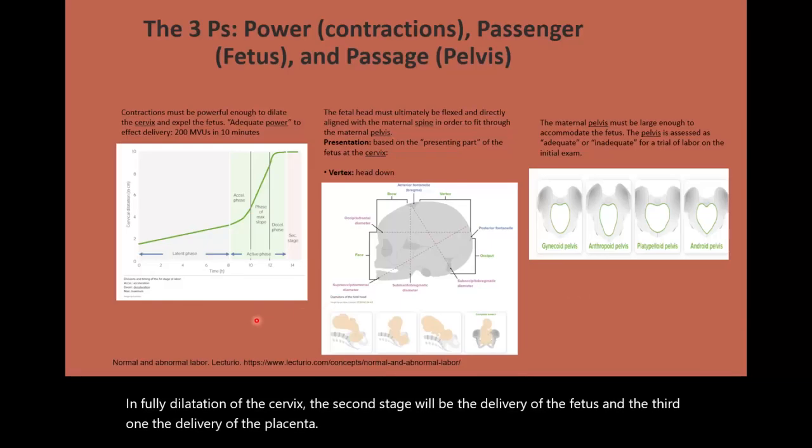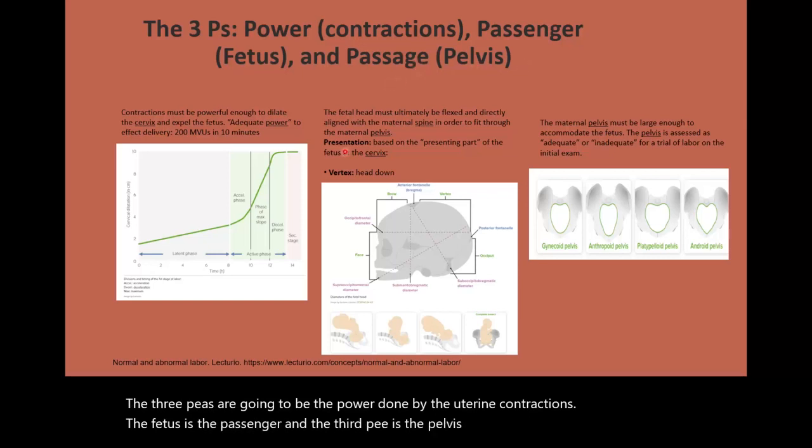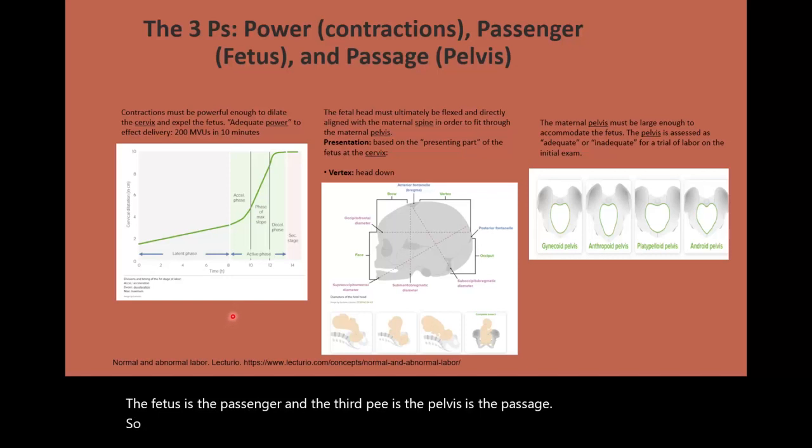The three P's are going to be the power, done by the uterine contractions, the fetus is the passenger, and the third P is the pelvis, the passage. So contractions should be regular and powerful enough in order to permit the fetus to pass through and out of the pelvis.